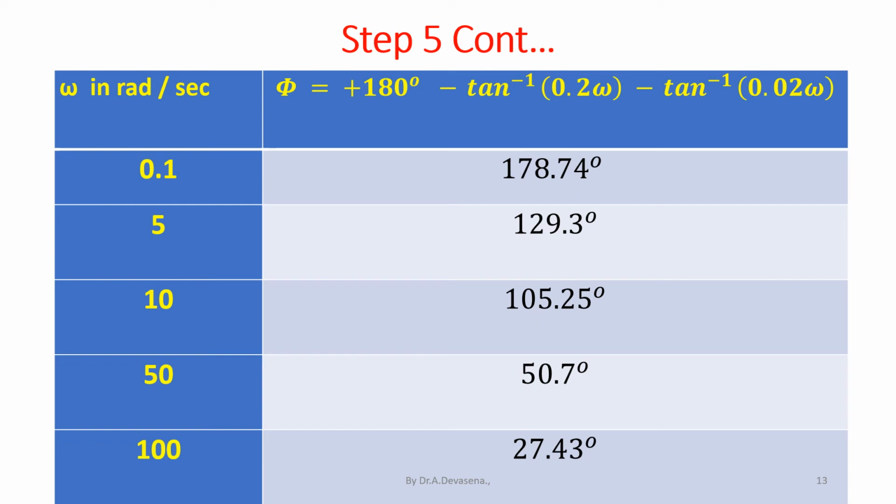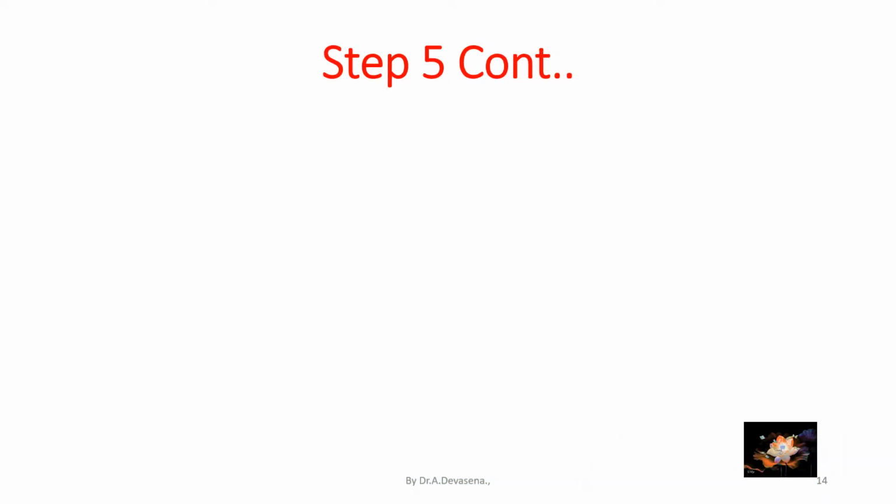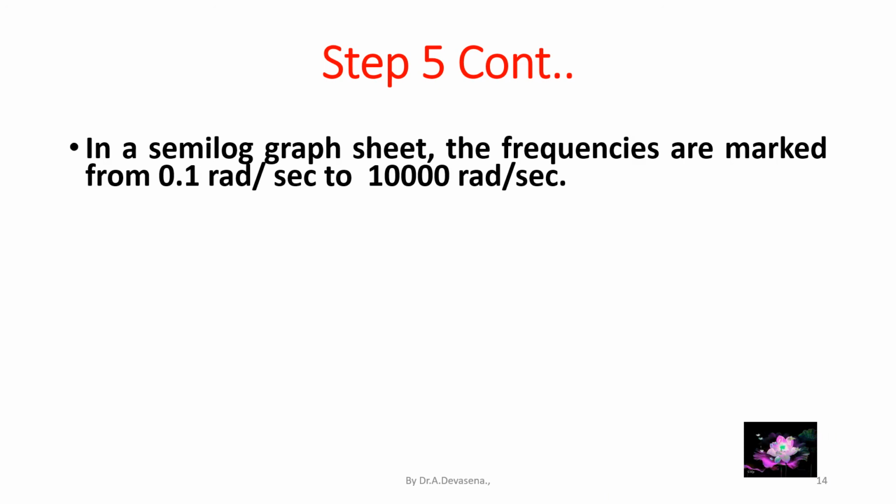For omega equal to 10 radians per second, the total phase angle is 105.25 degree. For 50 radians per second, the total phase angle is 50.7 degree. And for omega equal to 100 radians per second, the total phase angle is 27.43 degree.